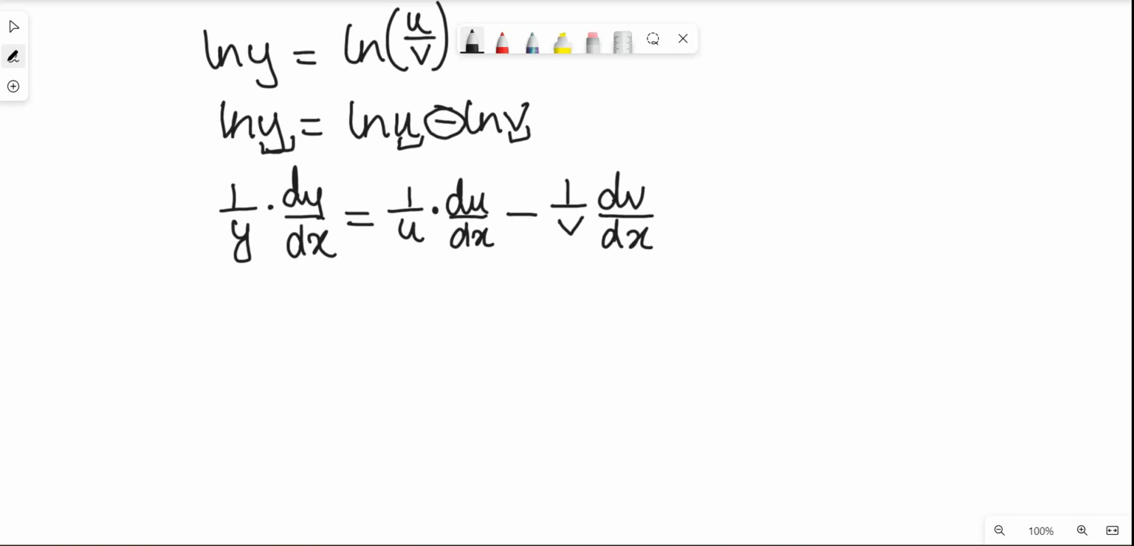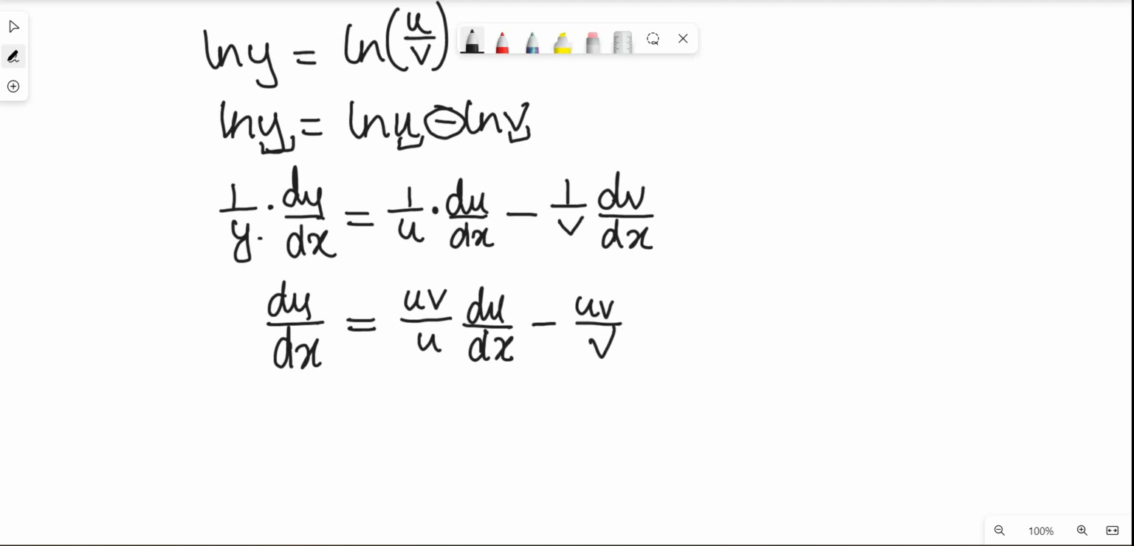Now we can do a similar thing again as before. We can multiply y on both sides, so we get dy by dx equals. Now let's see. So this, we can substitute uv for y. So when y goes up here, we can say it's uv over u times du by dx minus uv over v, because y goes over here, and we can substitute that in, and dv by dx.